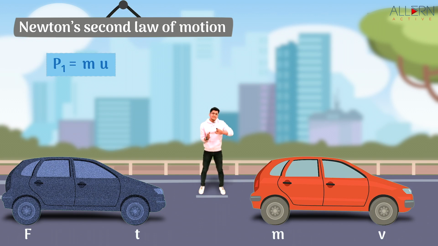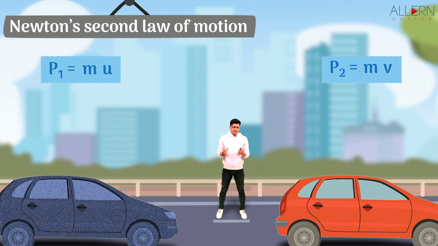So now, since the velocity has changed, will the momentum remain the same? No, right? The momentum would also change, and this time the momentum would be P2, that is the final momentum, and obviously it would be mass into final velocity, that is m into v. So what do we have? We have the value of initial momentum and we have the value of final momentum. Now using these two values, we are going to derive the equation of force, or we can say the equation for second law of motion.